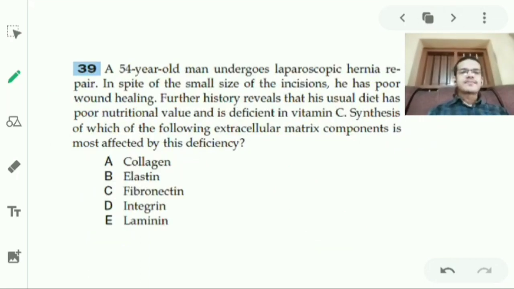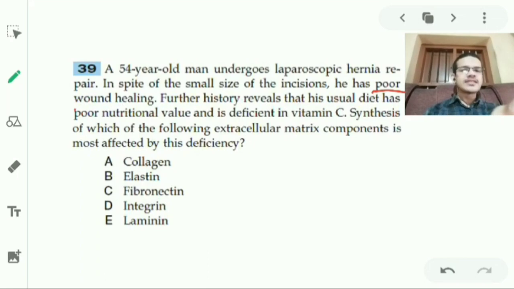The next question. A 54-year-old man undergoes laparoscopic hernia repair. The surgery is done. In spite of small size of the incisions, he has poor wound healing. Further history reveals that his normal diet has poor nutritional value and is deficient in vitamin C. Synthesis of which of the following extracellular matrix components is most affected?